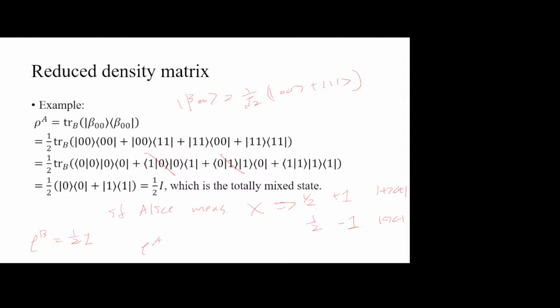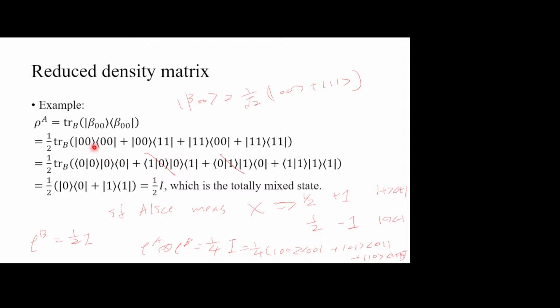So rho A tensor rho B will equal 1/4, and still identity tensor identity is a bigger identity on 4 dimension. Okay, so you see rho A tensor rho B is this identity on 4 dimension, and so this is like 1/4 of |0,0> plus |0,1> plus |1,0> plus |1,1>. Okay, and that's different from this state here.